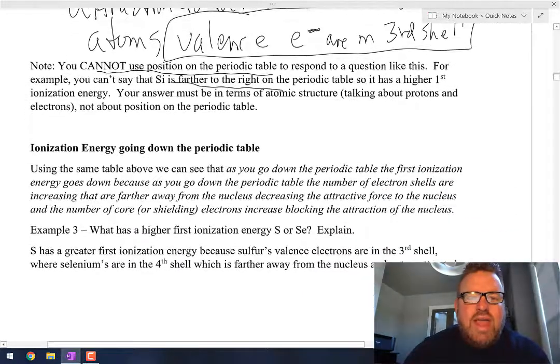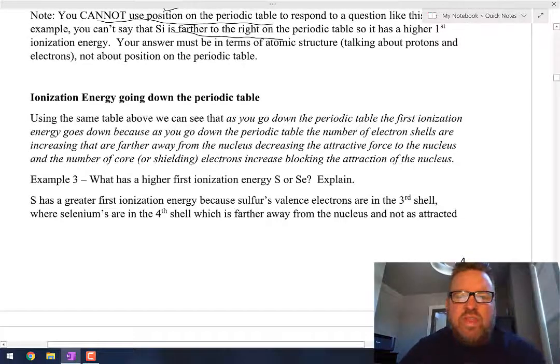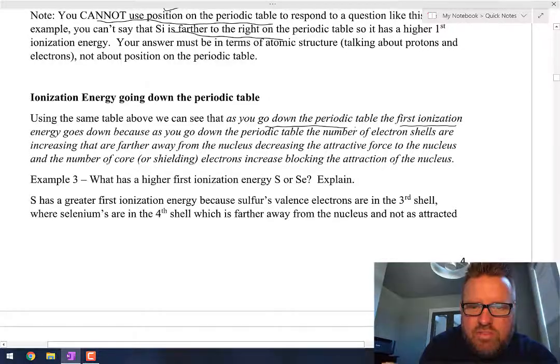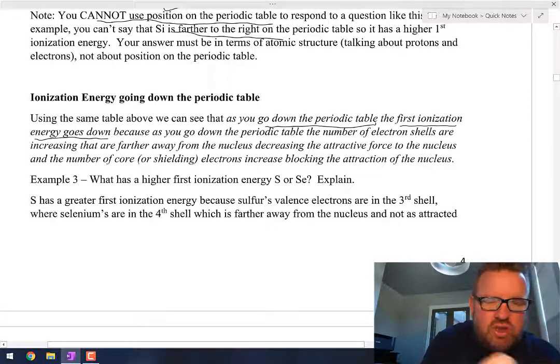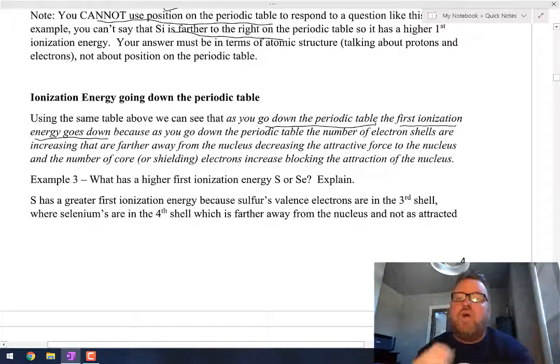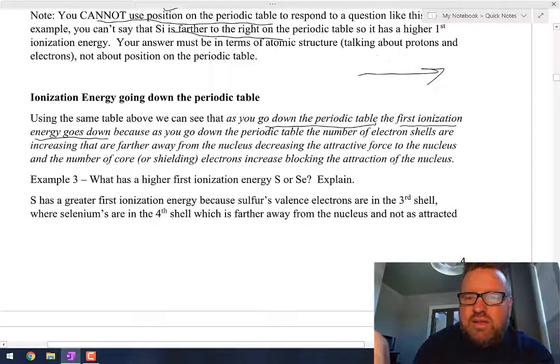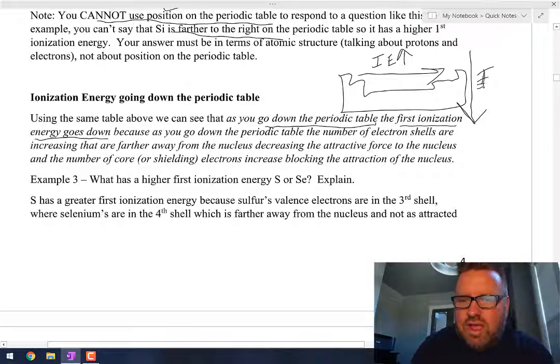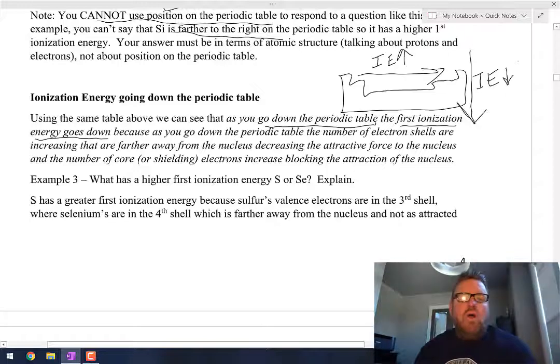Okay, and that the valence electrons are in the same shell. As you go down the periodic table, this one I'm really only looking for one thing. As you go down the periodic table, ionization energy goes down. Remember, as you go across the periodic table from left to right, ionization energy goes up. And as you go down the periodic table, IE goes down.